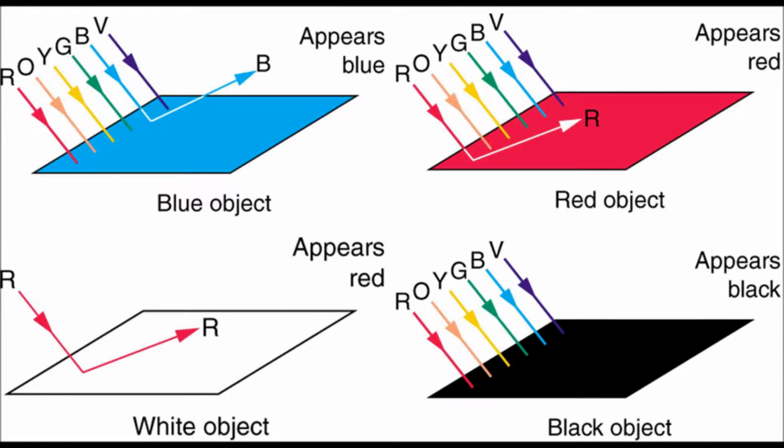Now, white objects reflect all colors. By that I mean they don't absorb any. That's why rooms with white walls are brighter, because they reflect more light energy. Black objects, on the other hand, absorb all colors, which is why black rooms are darker than white rooms.